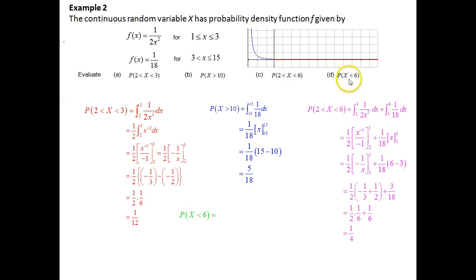Less than 6, probability less than 6, so that's 6 down to 0. So I could do both again, from 3 to 6 and from 0 to 3, but it's just as easy to do 1 take away greater than 6. So greater than 6 is the second function. So I'm integrating the second function from 6 to 15. Take that answer away from 1, and I will have the less than 6. So I'm integrating that. I'm getting an x, as it's a constant. 15 in, 6 in, take them away, and I get 9 over 18, which is a half, so 1 minus a half is a half. So less than or equal to 6, which is here somewhere, I've got a half as my probability.